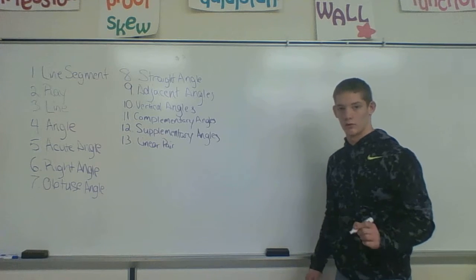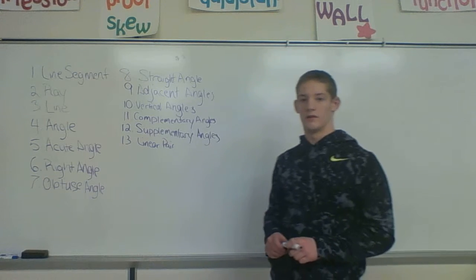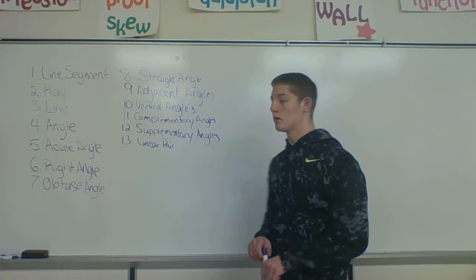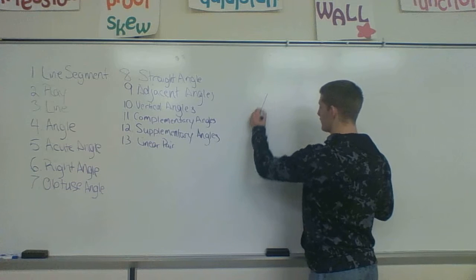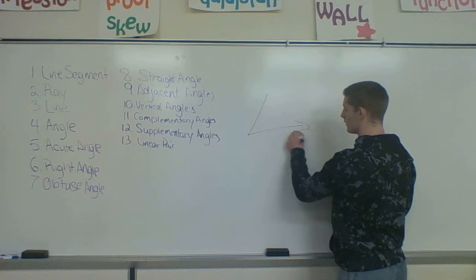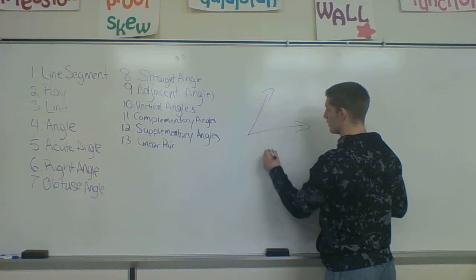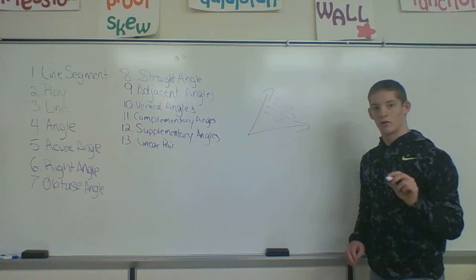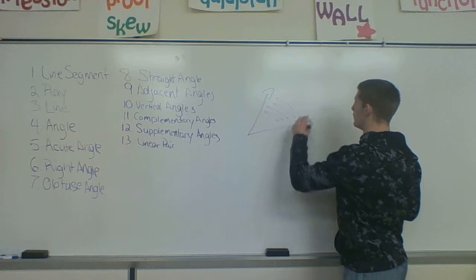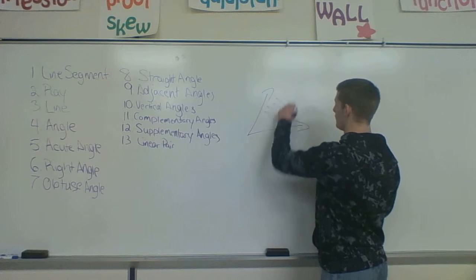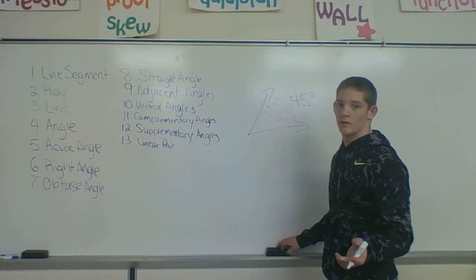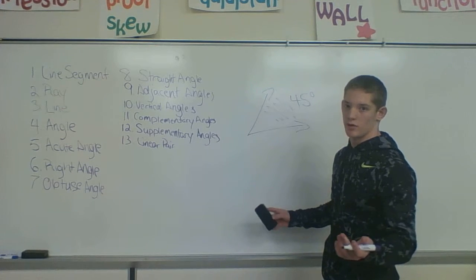Next, we have an angle. An angle is the space in between when two lines meet on a plane. So when two lines meet, like this, the space right in here is your angle. An angle is measured in degrees. So say this is 45 degrees. Now, it may not be 45 degrees, but bear with me.